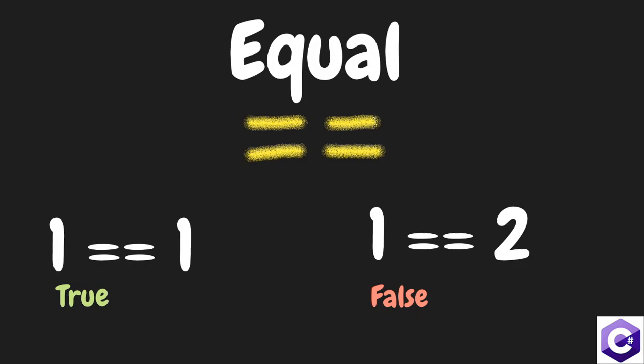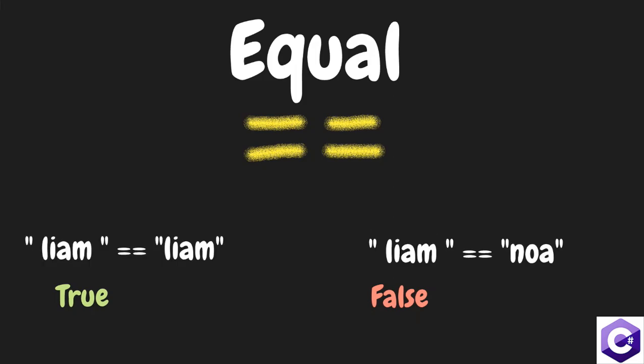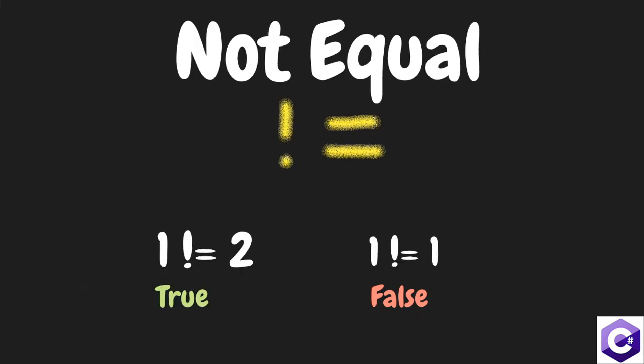For example, 1 double equal 1 would return true. But if you say 1 double equal 2, that will return false. Or you can say something like Liam double equal to Liam, that would be true. And Liam double equal to Noah, that would be false. Simple enough.